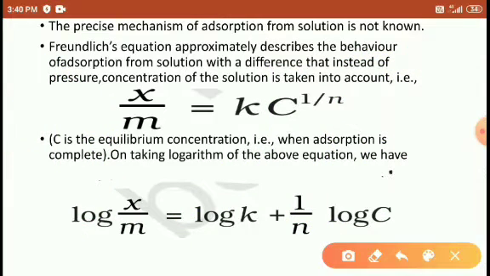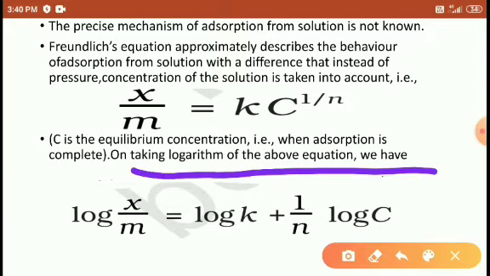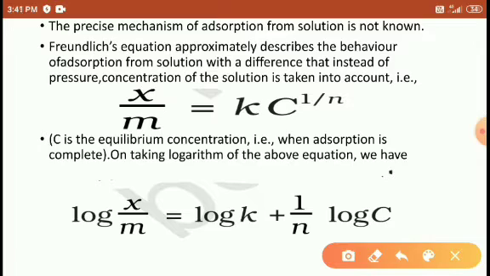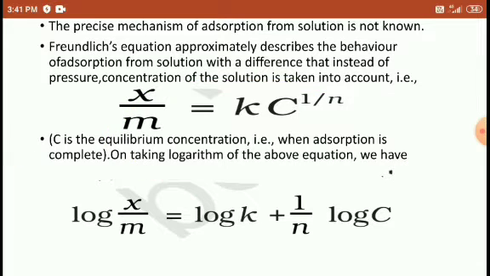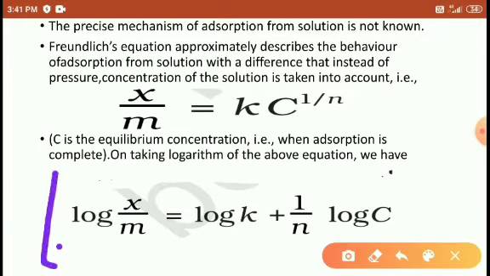Right, students? So c is the equilibrium concentration. So here the equilibrium is attained. c is the equilibrium concentration attained here. When adsorption is complete, taking the logarithm, when adsorption completely stops, it means the adsorption has attained the saturation state.